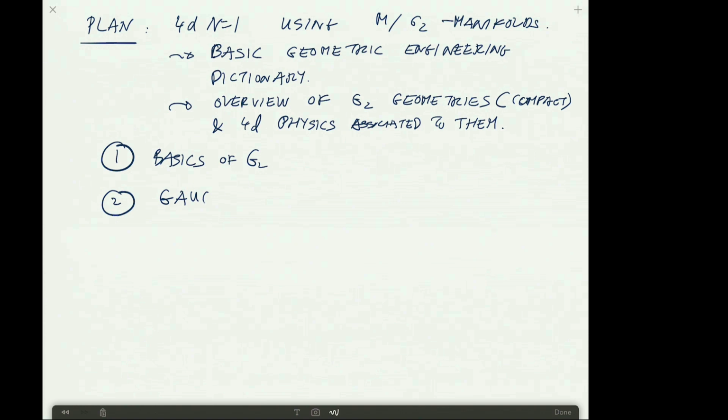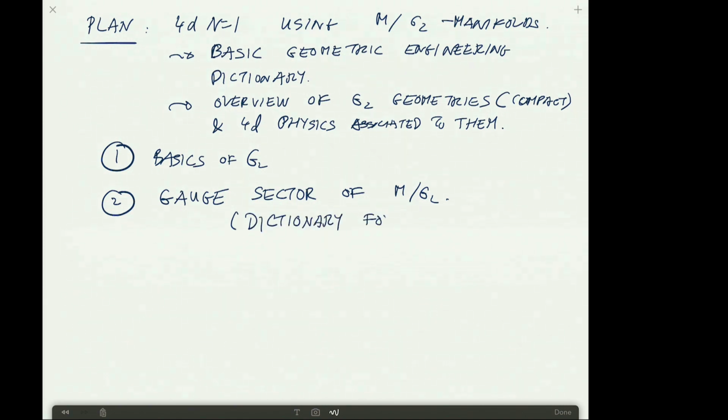The second thing I'd like to discuss is the gauge sector of M theory on G2. And this is a purely field theoretic analysis, and this sort of sets up the dictionary. So this is basically writing down the dictionary for G2 and for the N equals 1.